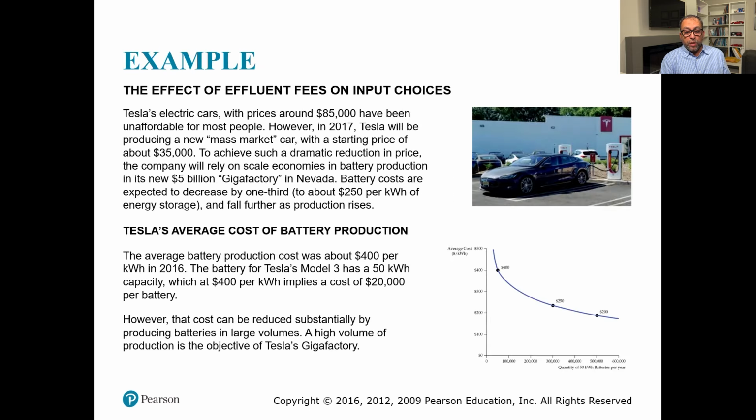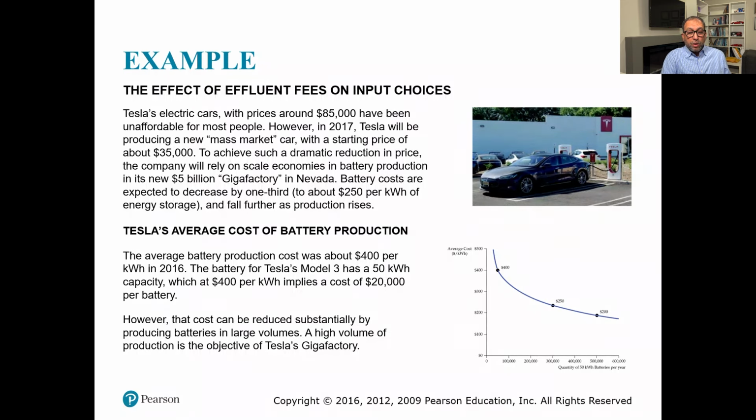For a practical example, we can see here the effect of scale on Tesla electric cars. With a price of around 85,000 when they introduced their first car, they have been unaffordable for most people. However, in 2017, Tesla will be producing a new mass market car with a starting price of about 35,000. To achieve such a dramatic reduction in the price, the company will rely on scale economies in battery production in its new 5 billion gigafactory in Nevada.